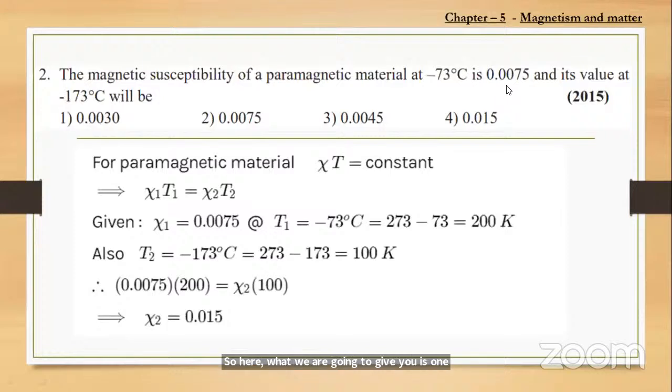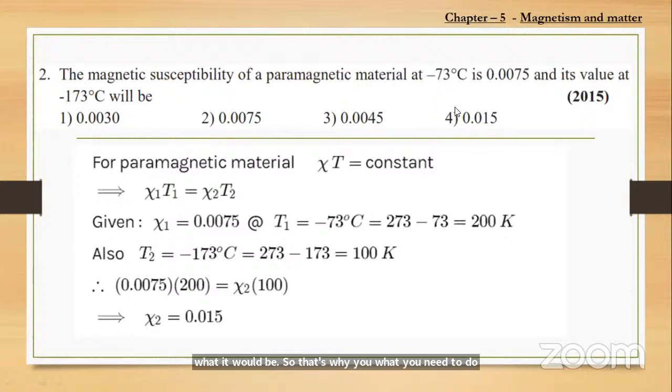Their susceptibility value that they are given is 0.0075. It is quite a positive paramagnetic value, so that's why positive and low is there. At minus 73 degrees Celsius, what could it be? So what you need to do is convert that into the Kelvin scale.